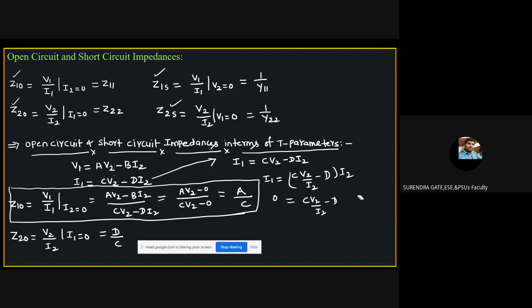Yes, sir. Now from this, what is the V2 by I2? V2 by I2 equal to how much? D by C. Clear or not? That I am getting D by C. Okay, this is the open circuit impedance at port 2, in terms of ABCD parameters.